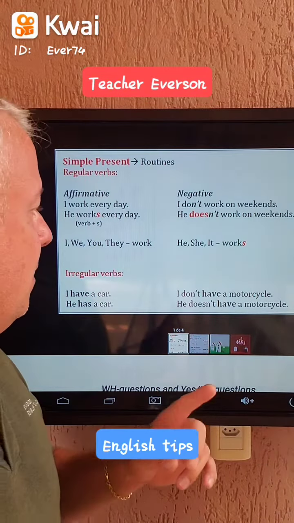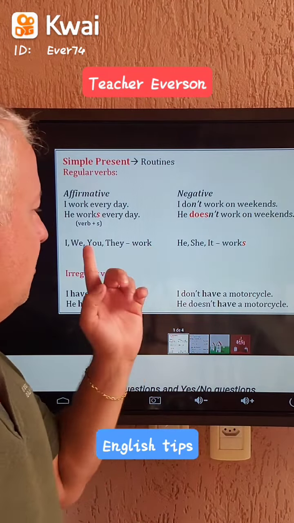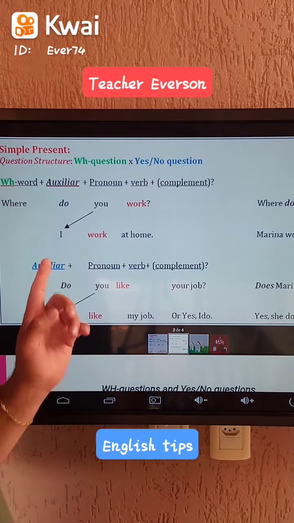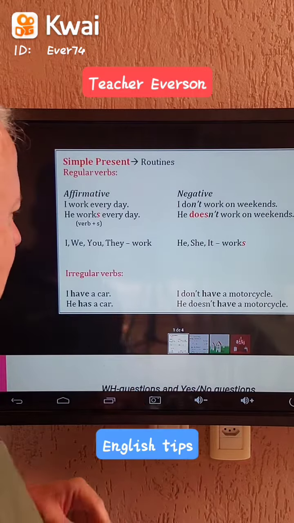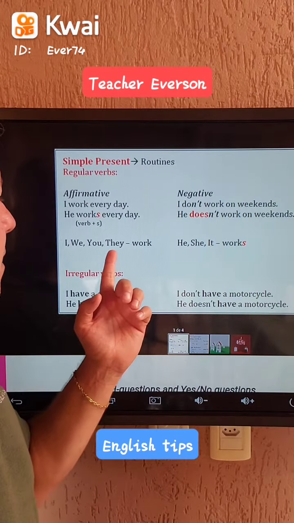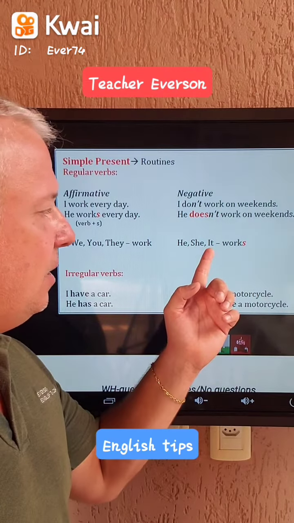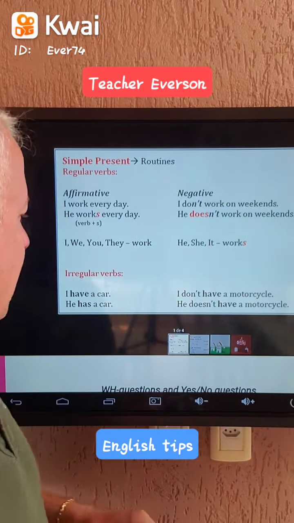It happens in negative sentences and questions. Right? So remember the verbs. Work we use for I, we, you, and they: work. He, she, it: works.